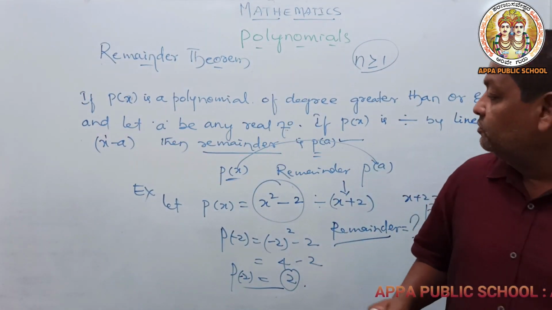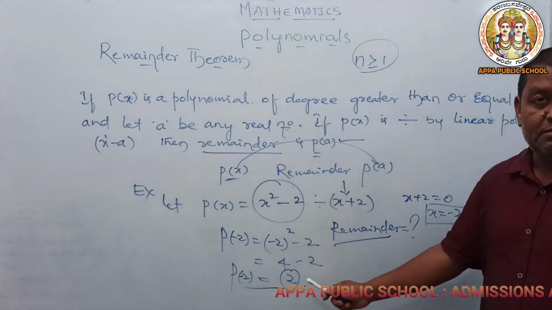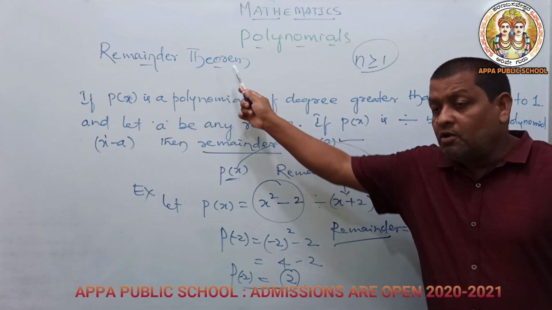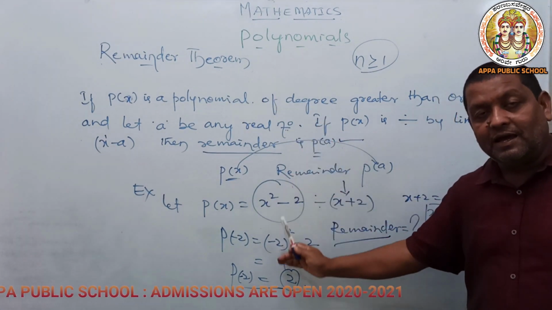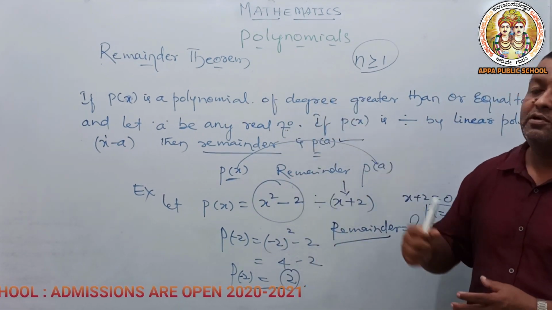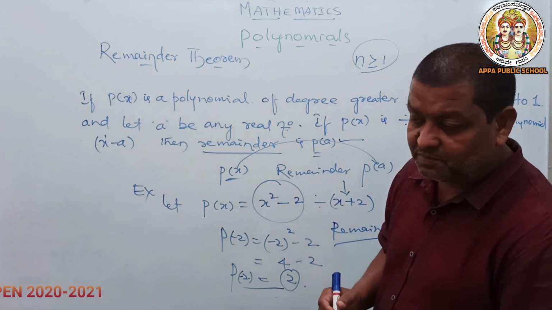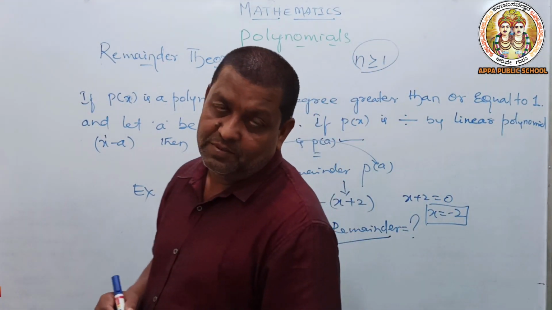So here we are not using the long division method. By the help of the remainder theorem, we got the remainder directly. This is the benefit of the remainder theorem. I hope you understood the remainder theorem statement. Just concentrate on the statement.